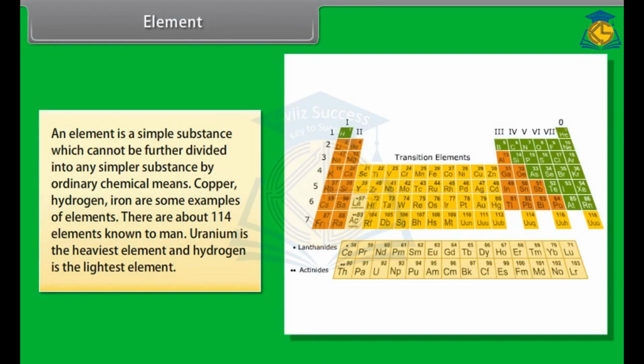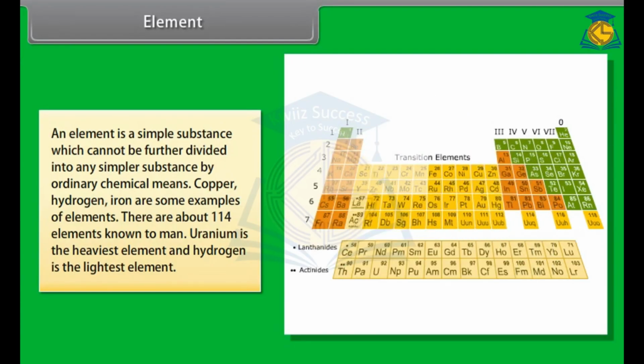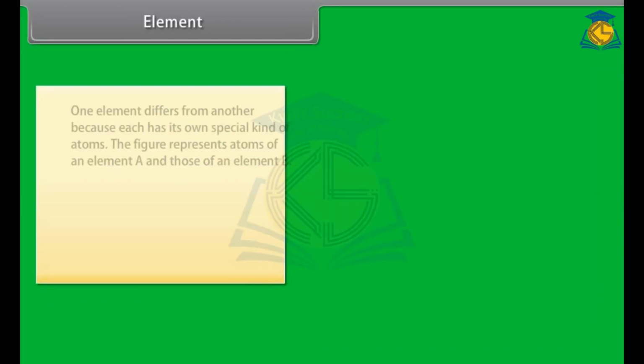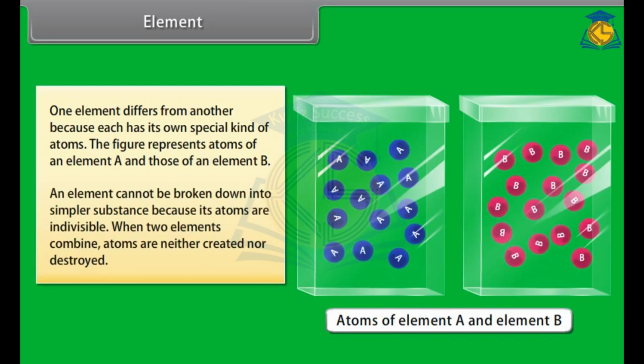There are about 114 elements known to mankind. Uranium is the heaviest element and hydrogen is the lightest element. One element differs from another because each has its own special kind of atoms. The figure represents atoms of an element A and those of an element B. An element cannot be broken down into simpler substance because its atoms are indivisible.